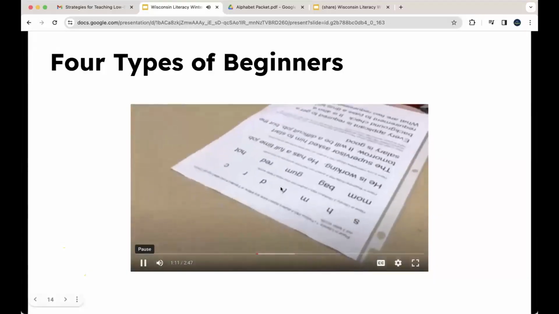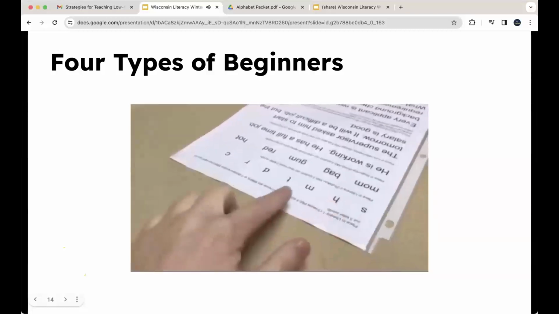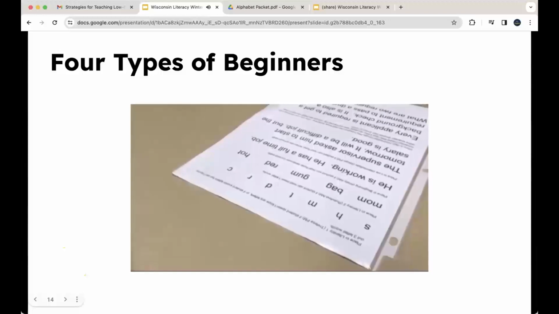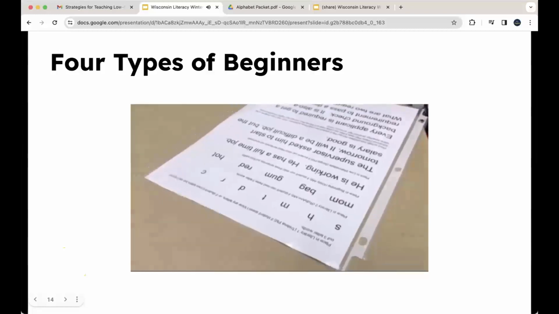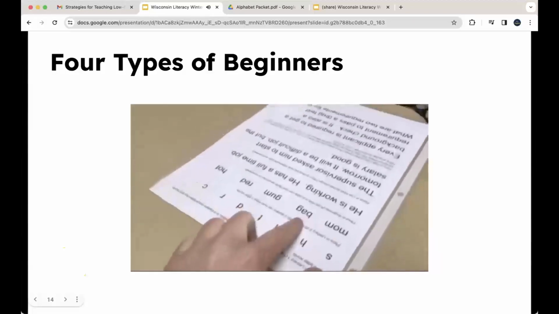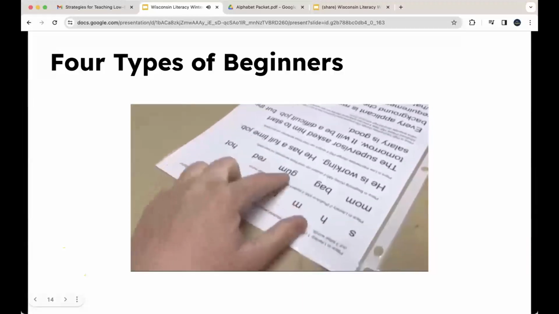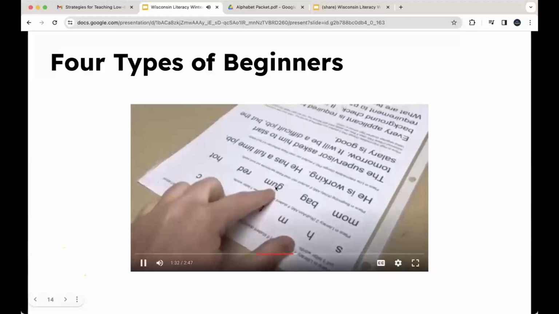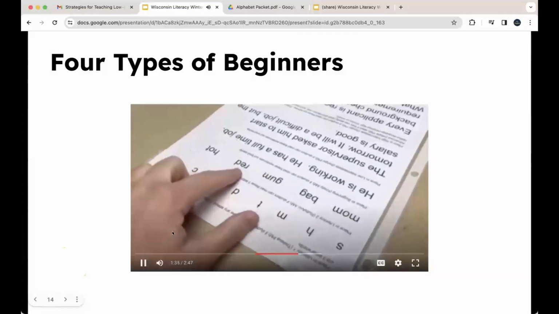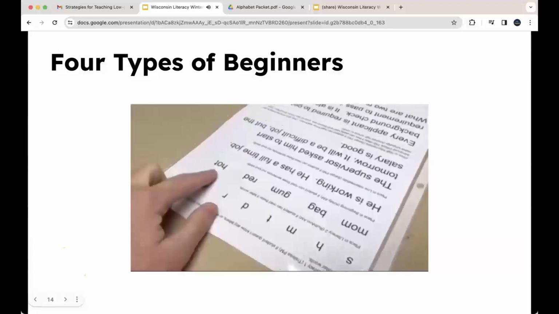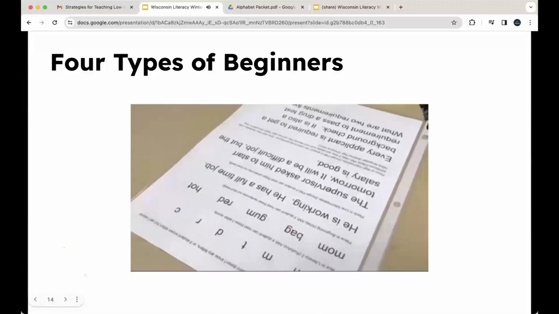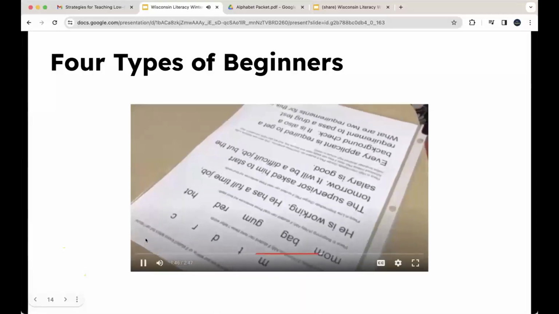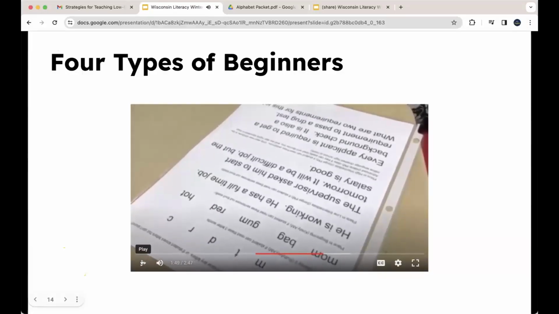Can you read these right here? S, H, M, T, D, R, C. That's easy. What about here? Wow. That's right. Good. The bird, the game, cat. Good. And what about here? He is working. He is.